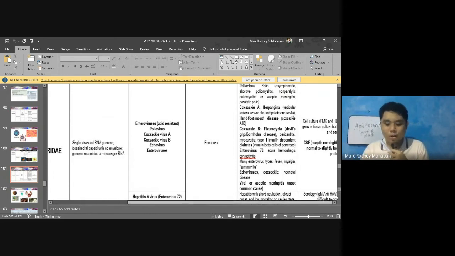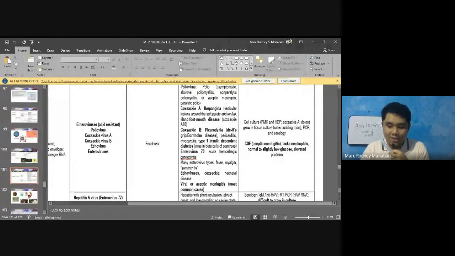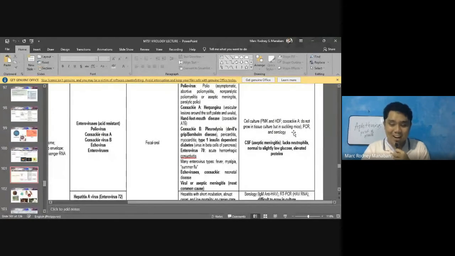All right. Now for culture or for diagnosis, cell culture, Coxsackie A, again, already mentioned, uses suckling mice, meaning baby mice. So live, good mice. It also likes PCR. Of course, diagnosed through PCR and serology.